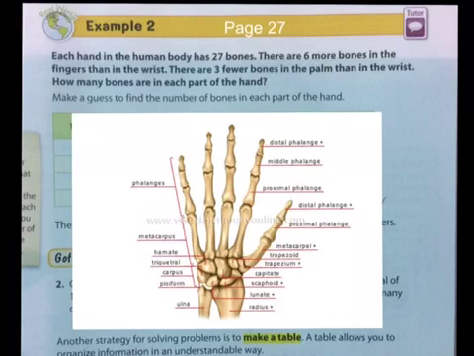Page 27. Each hand in the human body has 27 bones. There are 6 more bones in the fingers than in the wrist.